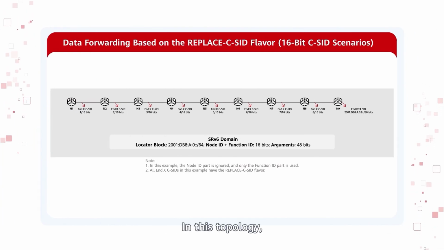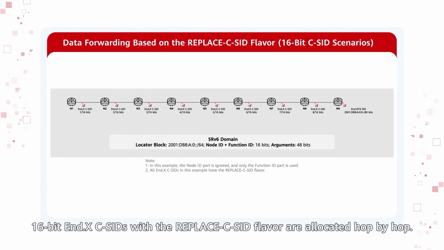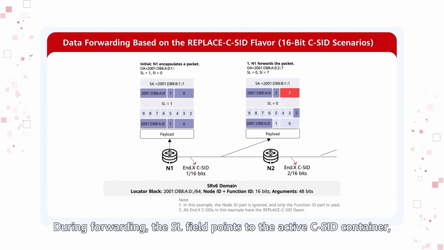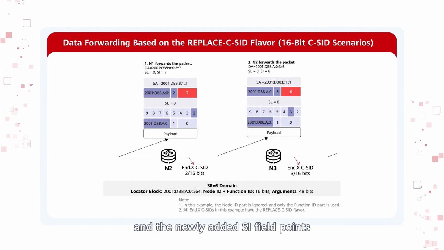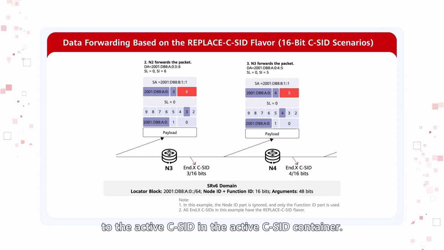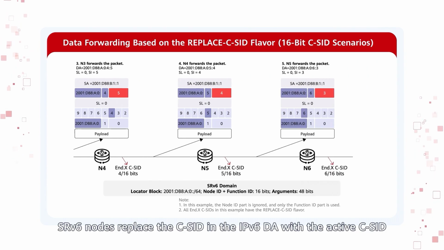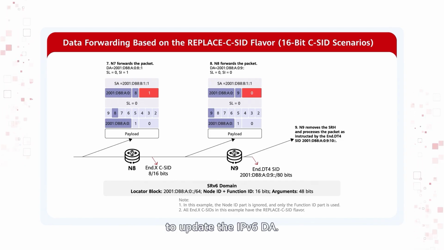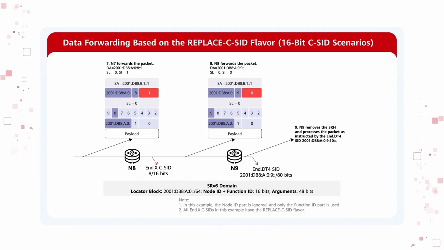In this topology, 16-bit end X C-SIDs with the replace C-SID flavor are allocated hop by hop. During forwarding, the SL field points to the active C-SID container, and the newly added SI field points to the active C-SID in the active C-SID container. SRv6 nodes replace the C-SID in the IPv6 DA with the active C-SID to update the IPv6 DA.